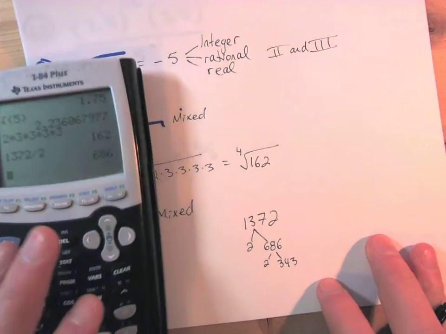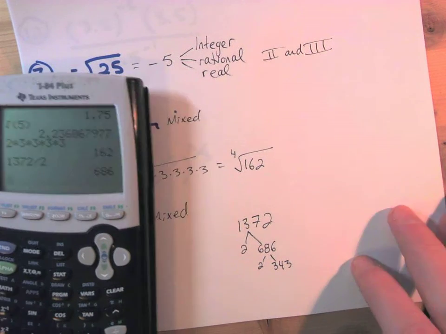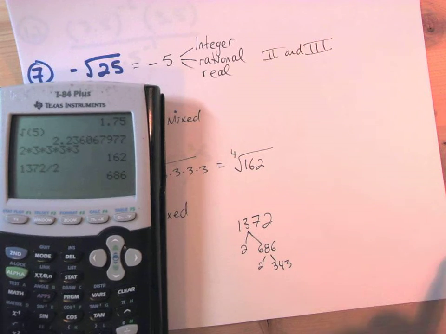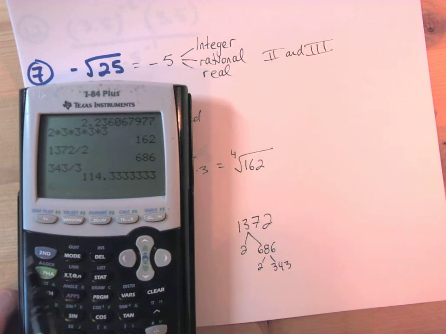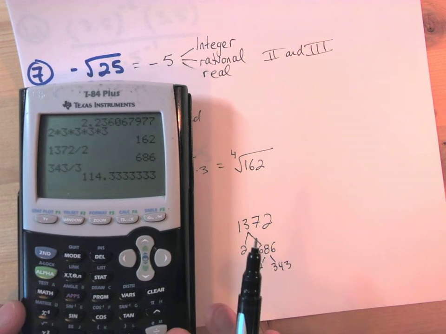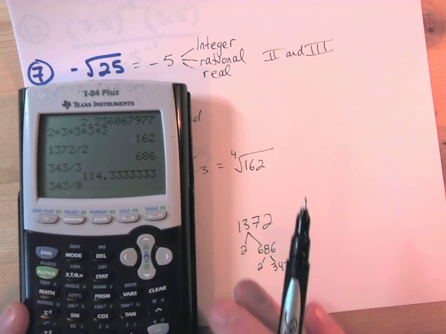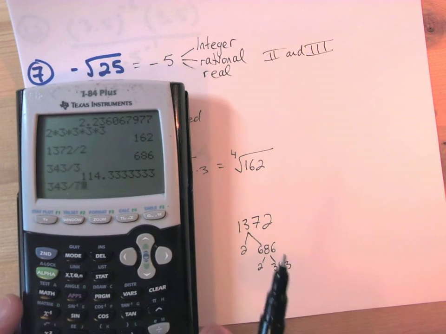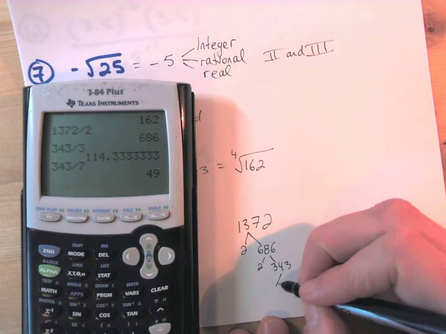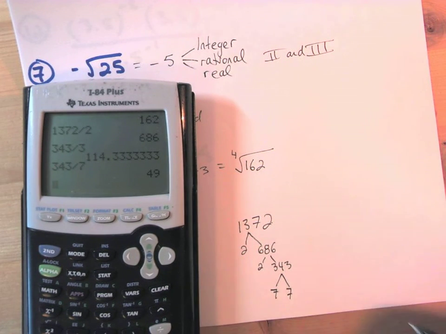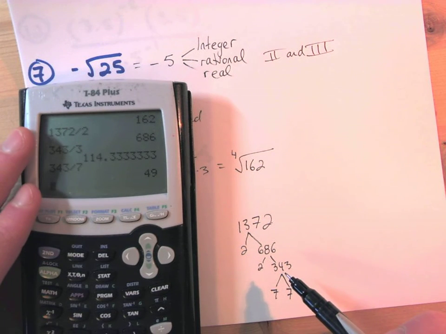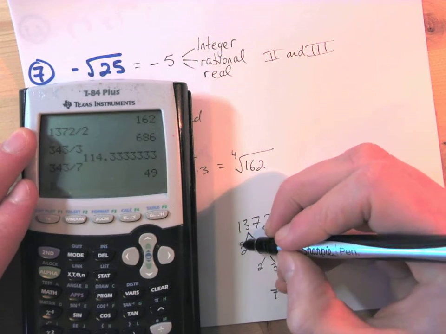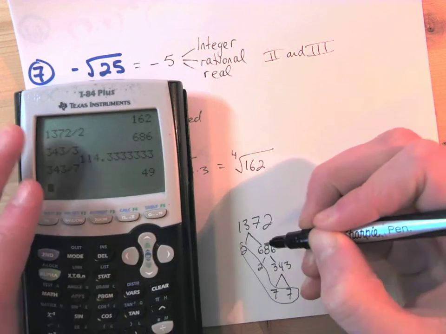This time, the 343, I'm not exactly sure what goes in there. I know the last digit is odd, so I'm going to try odd numbers. 343 divided by 3 doesn't work because it's not a whole number. I know 5 won't go in there, so I'll try 7. Okay, that works. So we know a 7 and a 7. Now I have prime factorized this number. We have a 2 times 2 times 7 times 7.